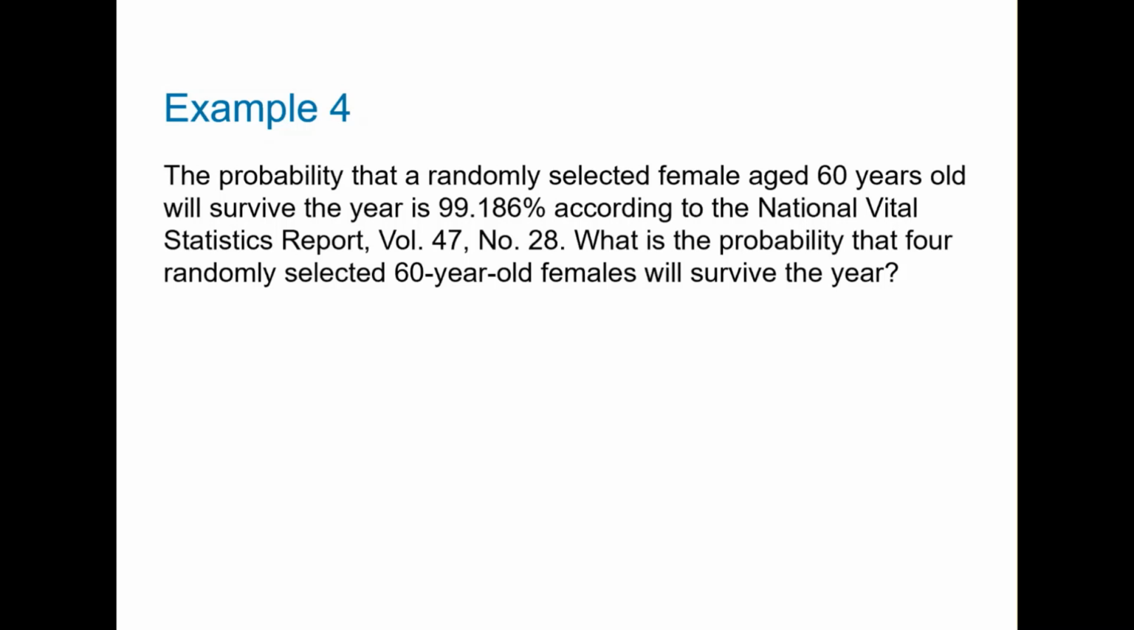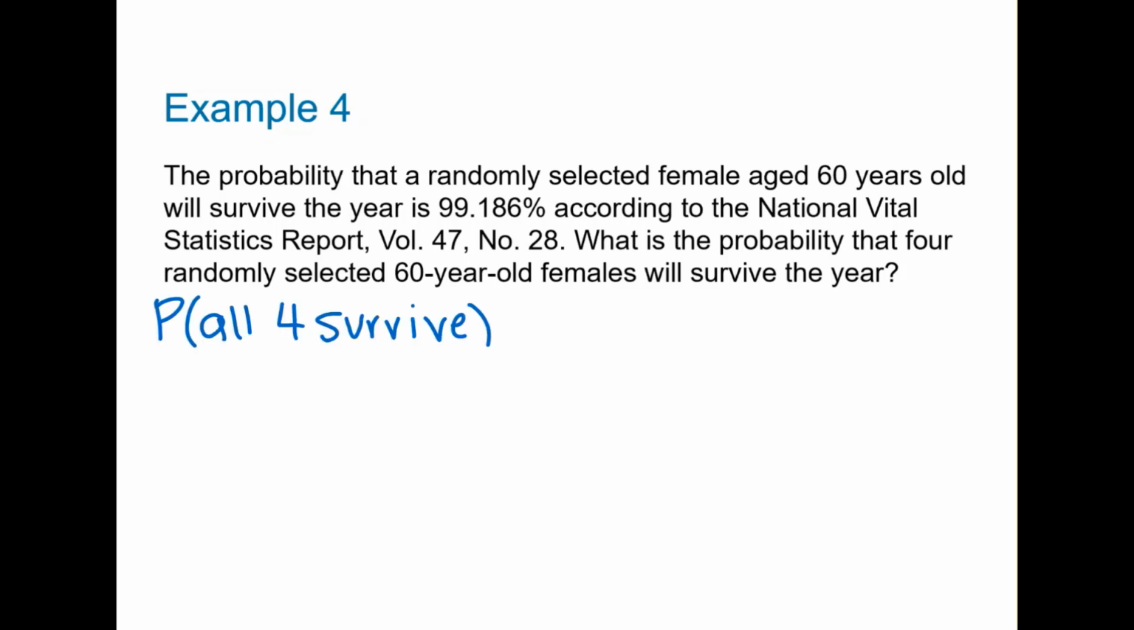First, we need to determine whether these events are independent or dependent. Whether one woman survives or not does not affect the probability that one of the others will survive, so the events are independent. So now we compute the probability that 4 randomly selected females survive the year.